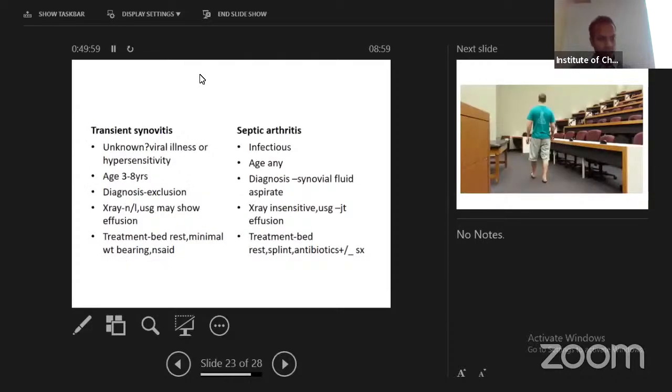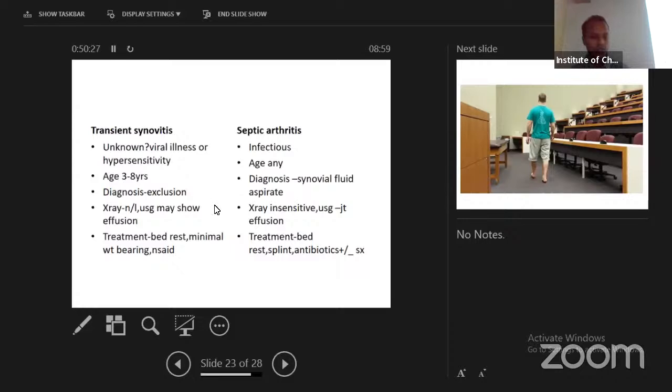Transient synovitis and septic arthritis differentiation. In transient synovitis the cause is unknown. It usually presents after a viral illness or hypersensitivity, while septic arthritis is of infectious cause. Age group of transient synovitis is 3 to 8 years, and that of septic arthritis can present in any age. Transient synovitis is a diagnosis of exclusion, while septic arthritis can be diagnosed by synovial fluid aspiration.